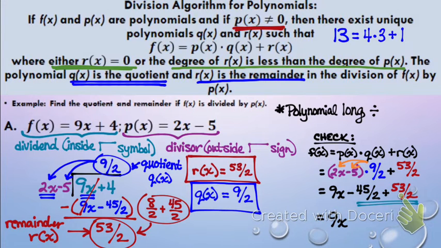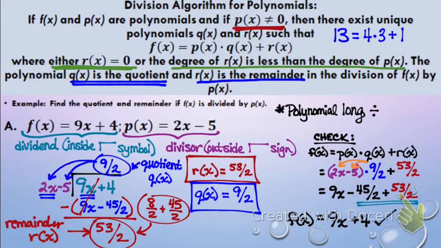Negative 45 over 2 plus 53 over 2, that's 4. What was our original function f of x? 9x plus 4. So we did our division algorithm correctly. We found the correct quotient, the correct remainder.